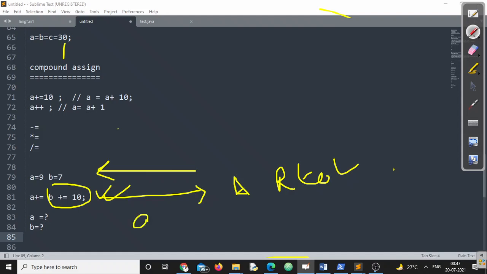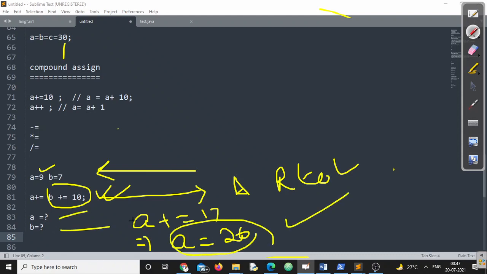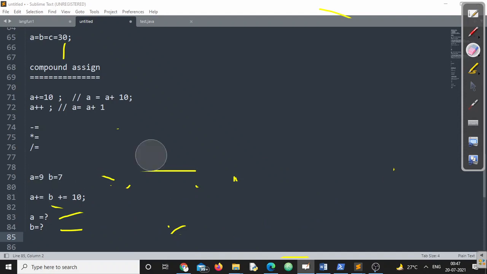If I am rewriting this one, a plus equals to b plus equals to 10 means what is the value of b? B is 7. So it will be 7 plus 10. That will be 17. Now again, what is the value of a? Value of a is 9. Now what will be the value of b now? B is 17. So a is equal to 9 plus 17. The value is now 26. So b will be 17, a will be 26. Remember this point while evaluating these compound assignment operators. Make sure you know all these points. I hope you all are clear.